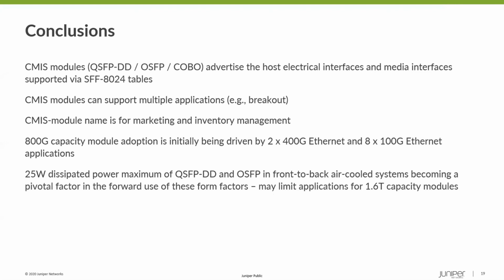And CMIS 800 gig capacity module adoption is initially being driven by this 2x400 gig and 8x100 gig Ethernet set of applications. And the 25 watt dissipated power of QSFP-DD and OSFP in front-to-back air-cooled systems is becoming a pivotal factor in the forward use of these form factors, and may limit applications at 1.6 terabit capacity modules, such as DWDM. We'll see. All right, thank you.